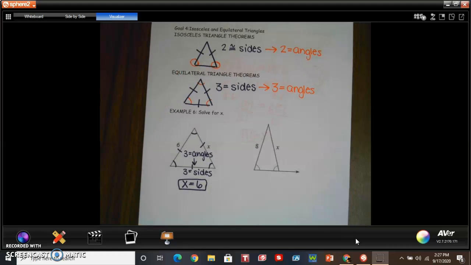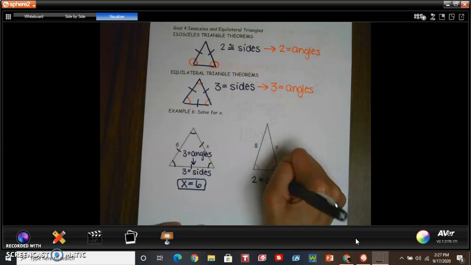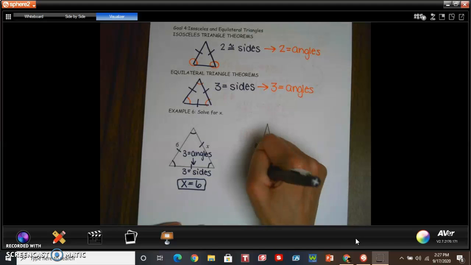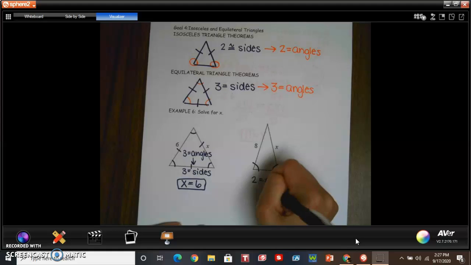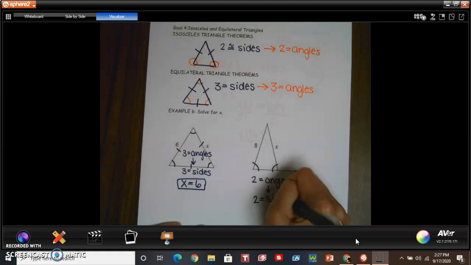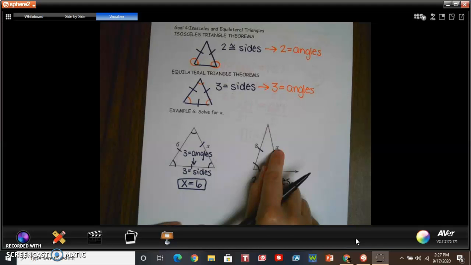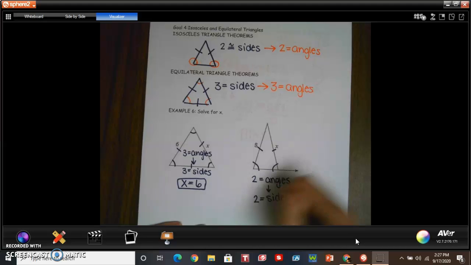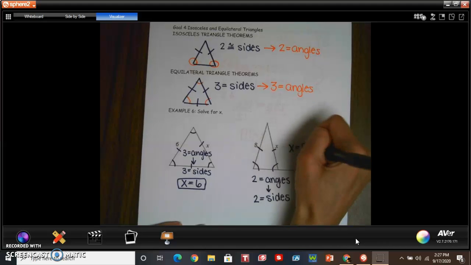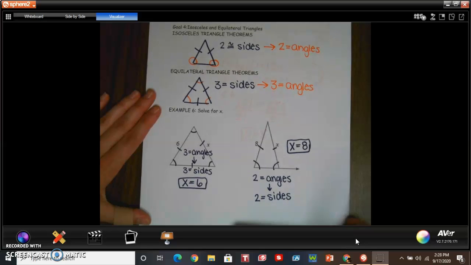All right, let's look at this one over here. If we have 2 equal angles. Here, right here. Boom, boom. Well, if we have 2 equal angles, then we have 2 equal sides. Well, remember, if it's our feet, then our legs are equal. So how much is x? It's 8. Again, you'll have problems like this on your homework, and this is a problem from your homework. So you have 2 more answers provided for you for your homework.